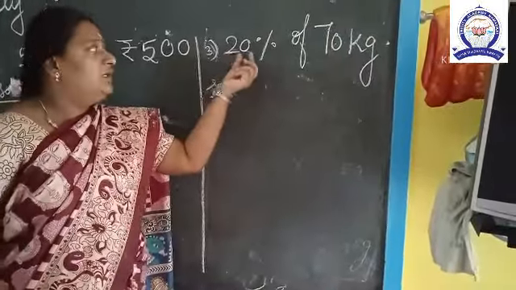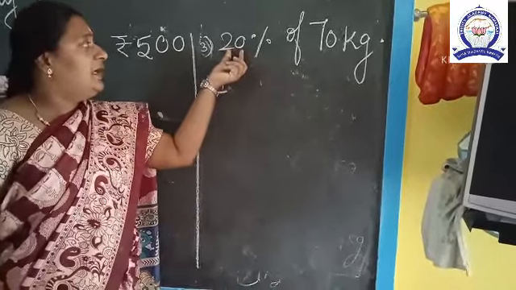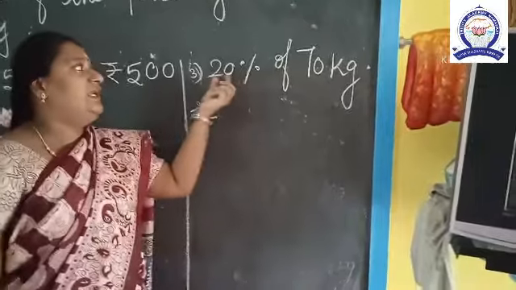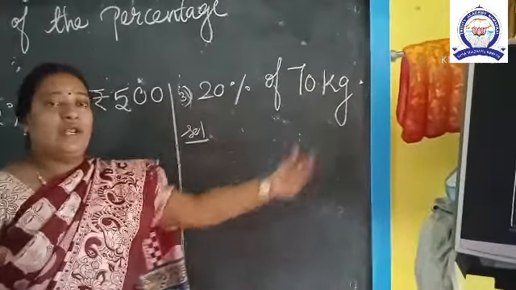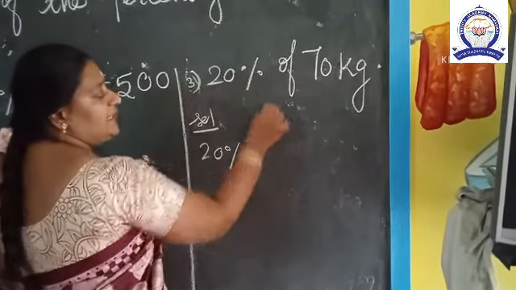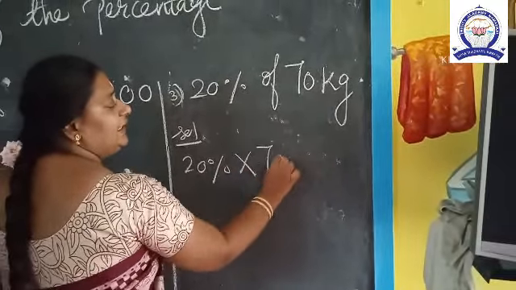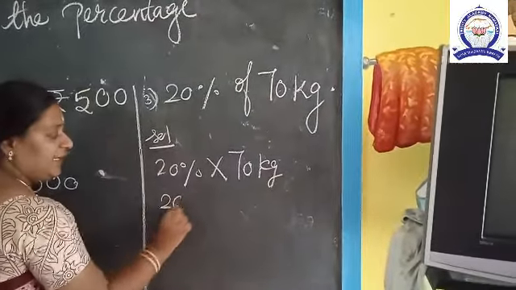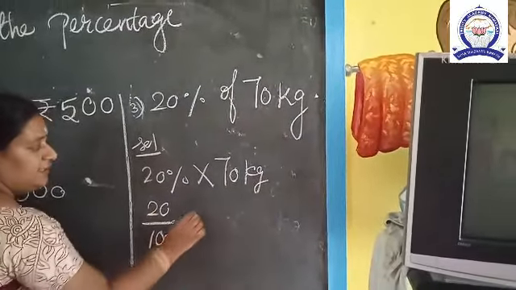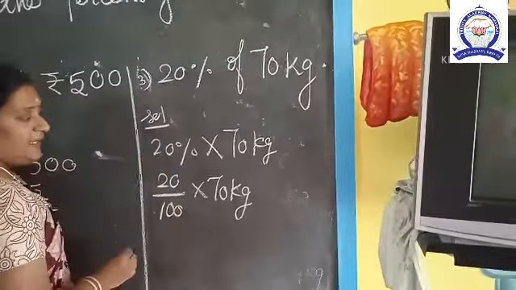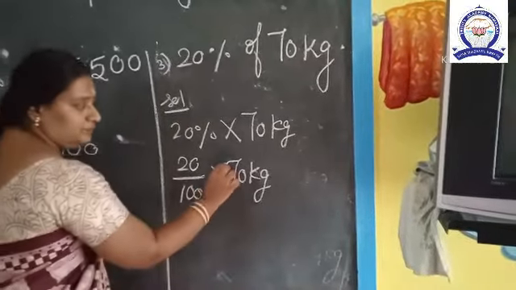Next third sum, what answer? What is the answer of 20% of 70 kilogram? So first step, 20% of means into 70 kilogram. So 20% can be written as 20 by 100 into 70 kilogram. So இப்போ 10 table cut பண்ண போறோம். Okay?